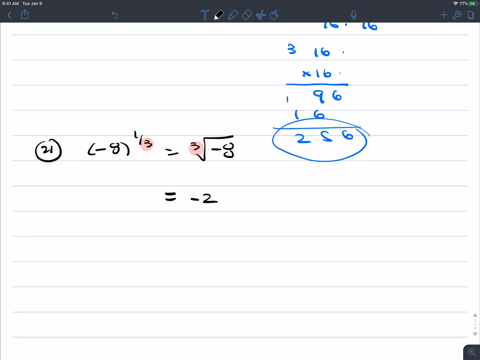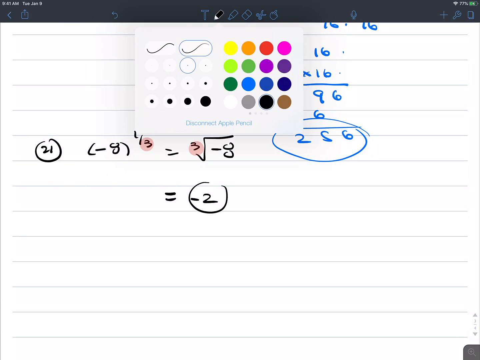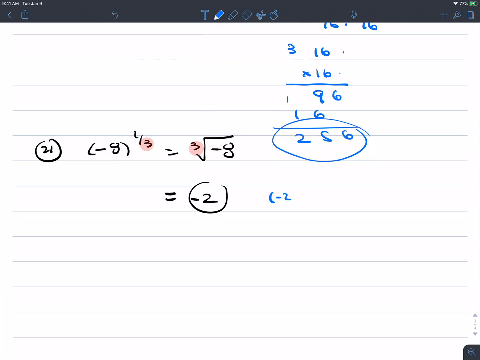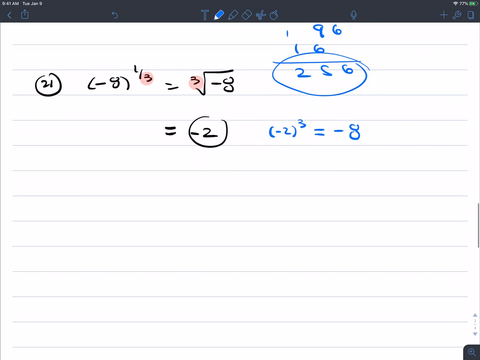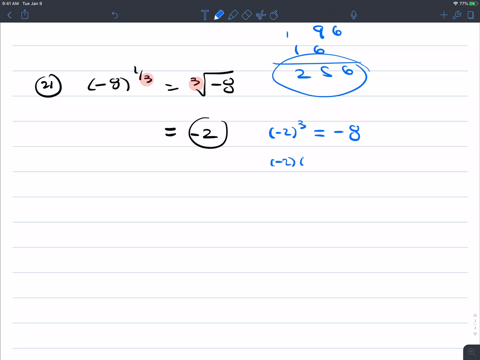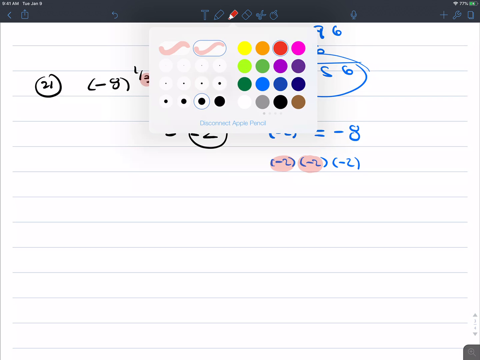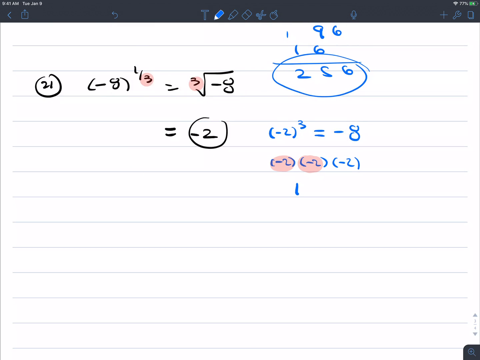What is this? It's -2. And you might say, why again? Because -2 to the 3rd power has to be -8. Well, -2 times -2. So negative times a negative is a positive. Positive times a negative is a what? Negative. So your answer is -2.